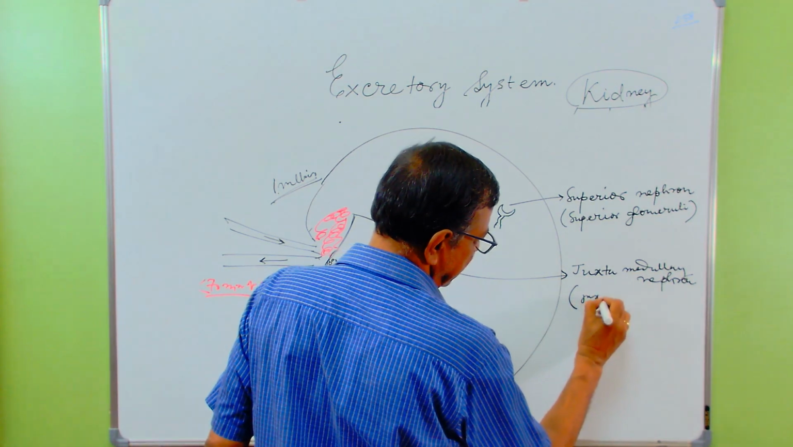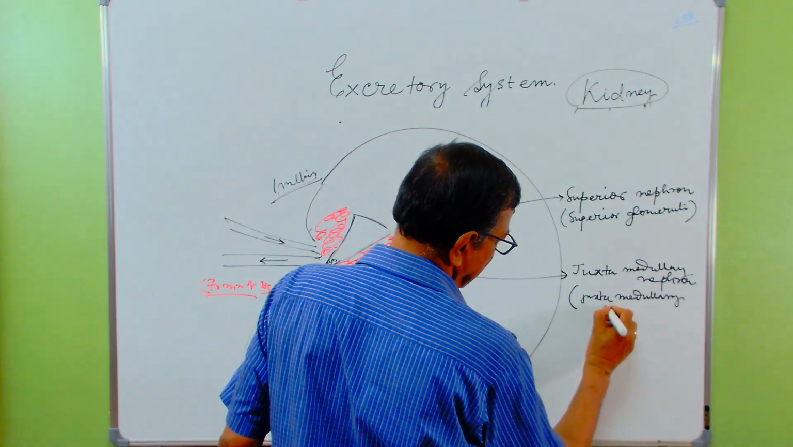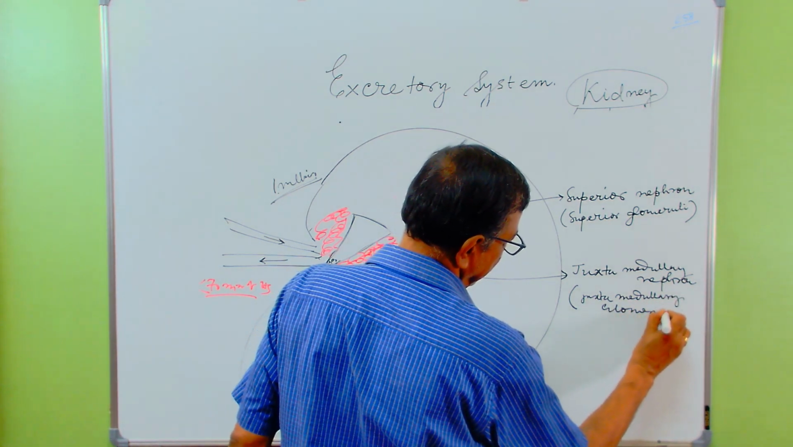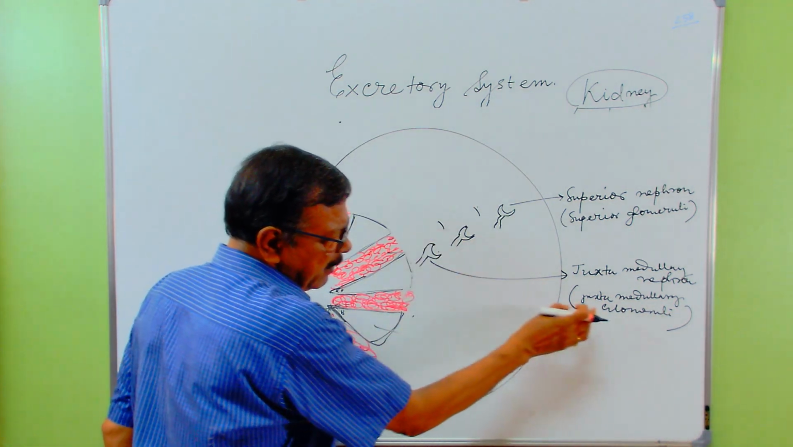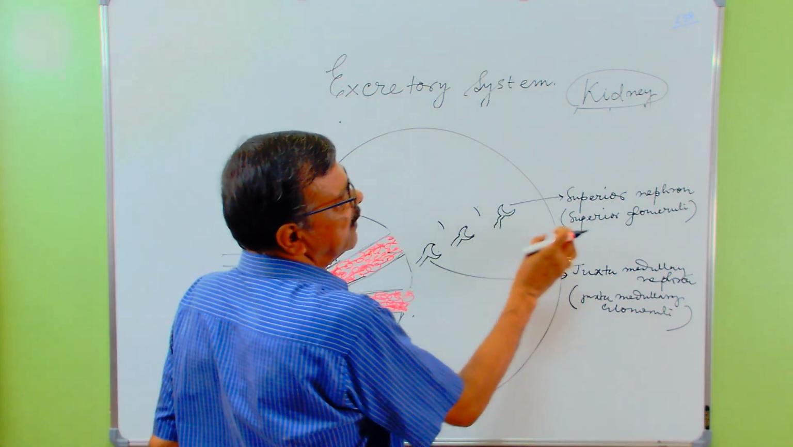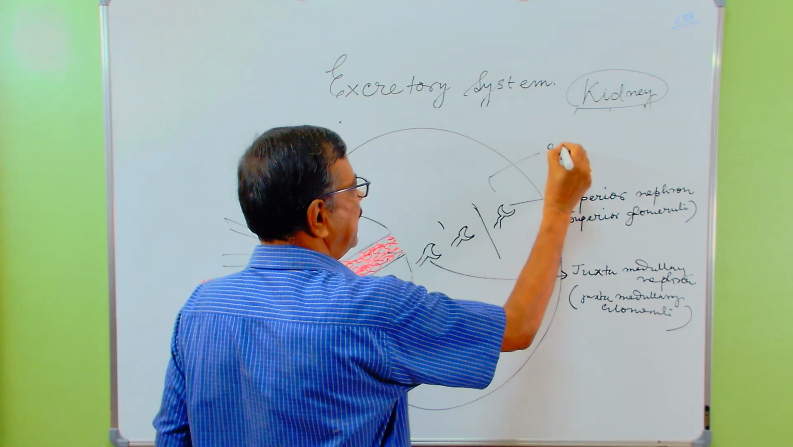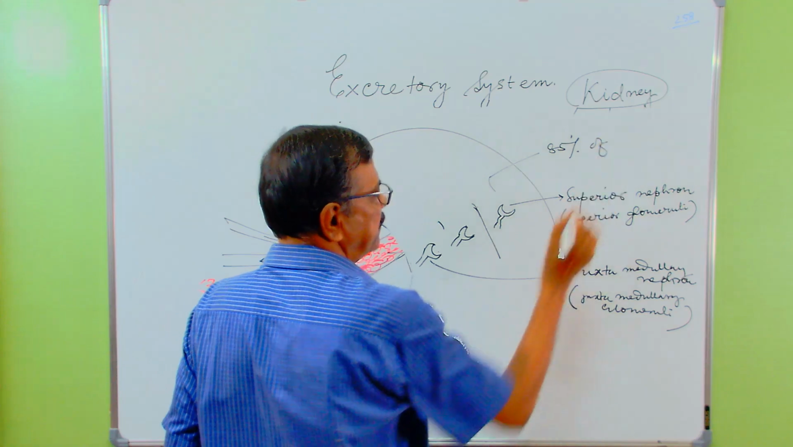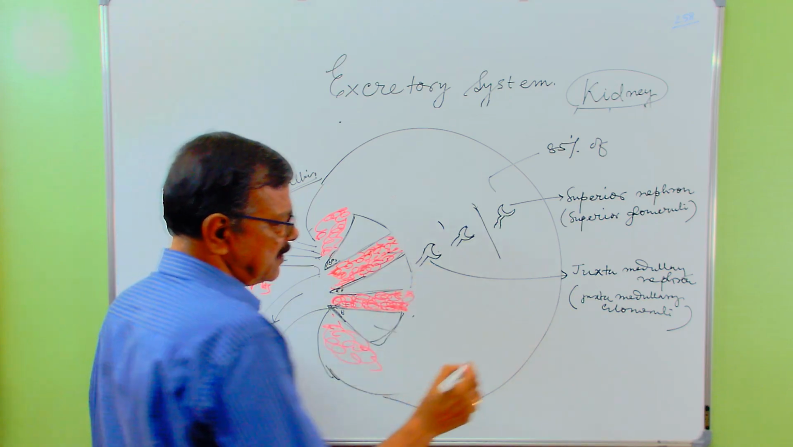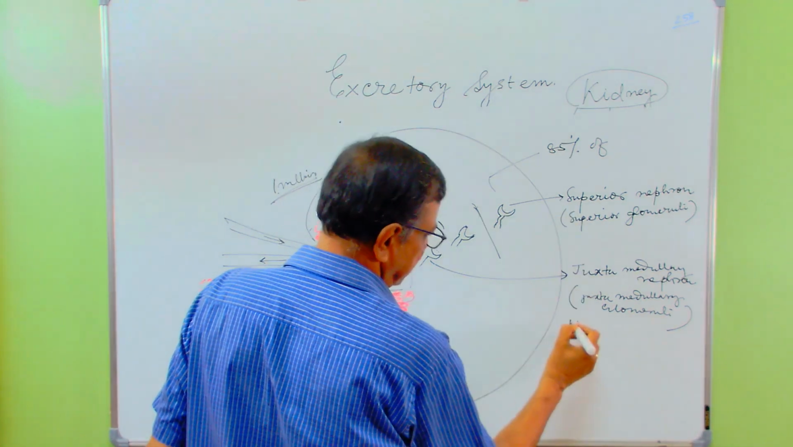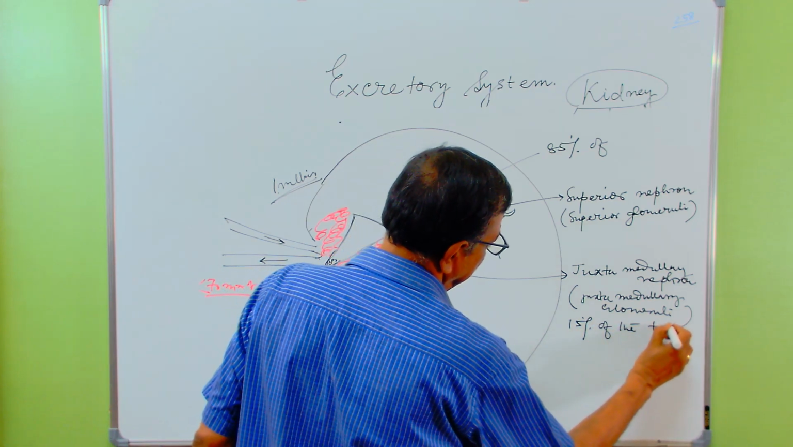So juxtamedullary glomeruli. This is juxtamedullary glomeruli, and this is superior glomeruli. It forms 85% of the total number of nephrons present in one kidney, and this constitutes 15% of the total.